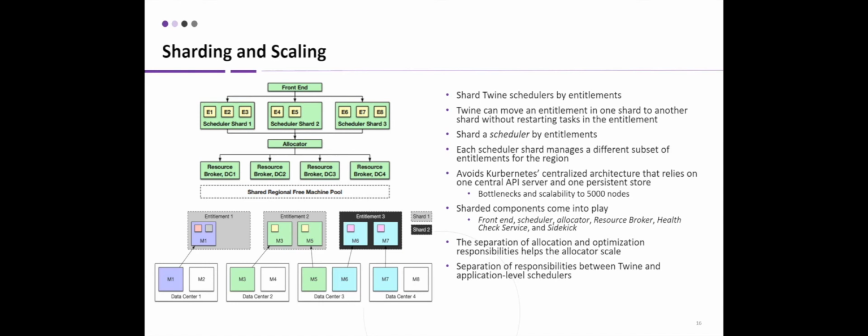So the separation of allocation and optimization responsibilities helps the allocator scale. And the separation of responsibilities between Twine and these application level schedulers that you saw, like batch applications that communicate with Twine, they all run separately. You don't want them to connect with each other too much and have Twine do too much in that regard. So this is also another way that it does scaling.